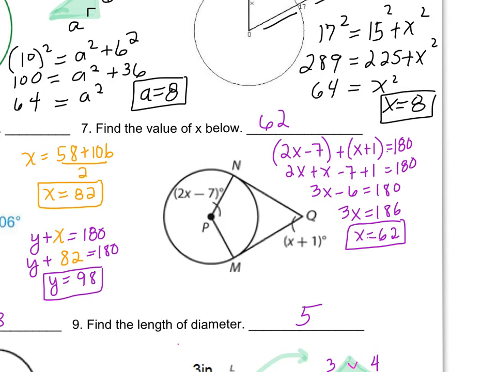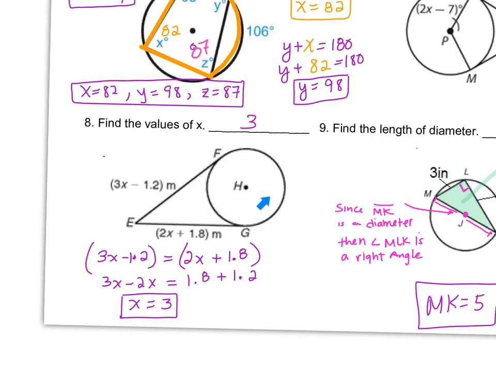Number 7. These two angles add up to be 180. So 2x minus 7 plus x plus 1 equals 180. I don't need the parentheses since there's nothing here to distribute. And here it's a positive, so it's not going to make any changes. So I don't need the parentheses anymore. I rewrote them, and I'm combining like terms. So the 2x and the x can be put together, and the negative 7 and the 1 can be put together. So I end up with 3x minus 6 equals 180. If I add the 6, I'm going to get 186. If I divide by 3, I get 62. So my answer is 62.